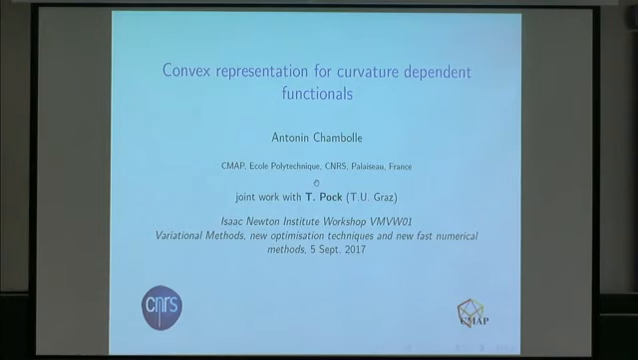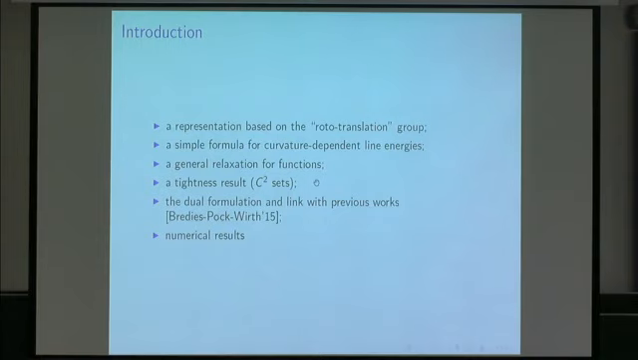Also, this workshop is called Variational Method, New Optimization Techniques, and New Fast Numerical Method. There is nothing fast here. You'll see. So the idea is vaguely inspired by the way vision is represented in your brain, by the way lines are analyzed in your brain, and it's based on the structure of the rototranslation group, but you don't really need to know anything about this to understand the representation we have, which is quite simple.